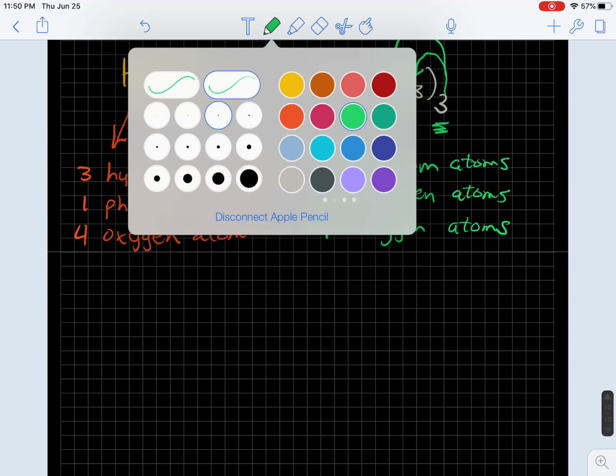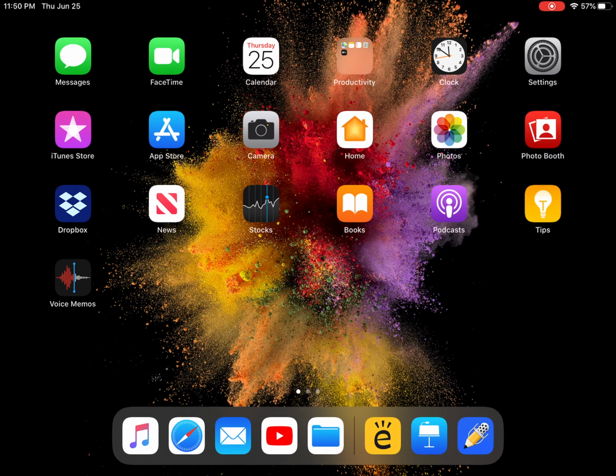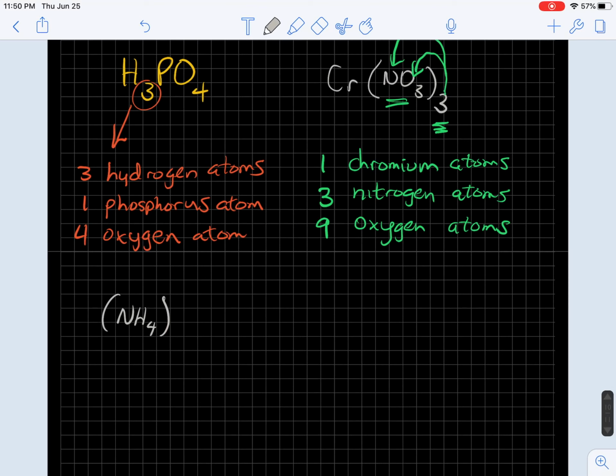Let's try another one. All right, give this one a try. What if we tried this one? Ammonium oxalate is what this is called. All right, going to pause here and you try it.